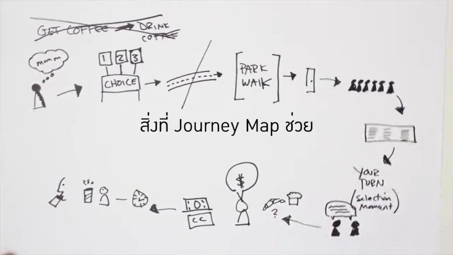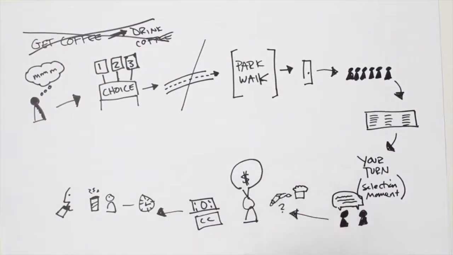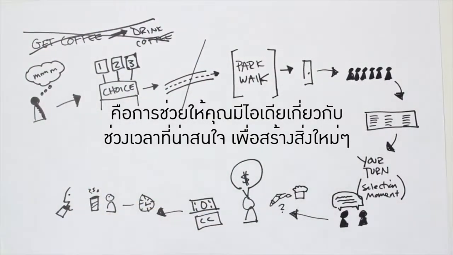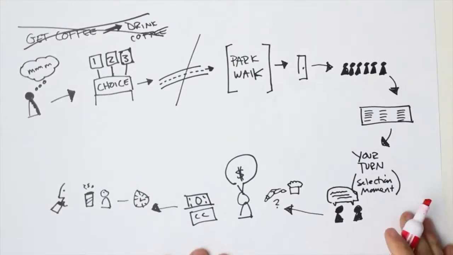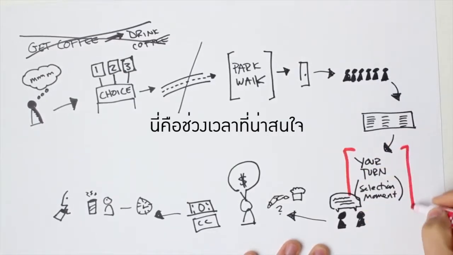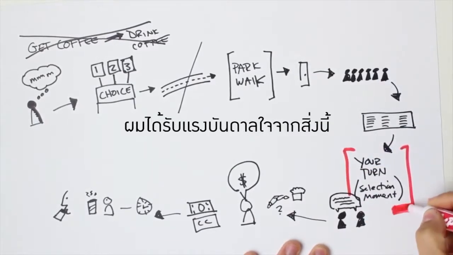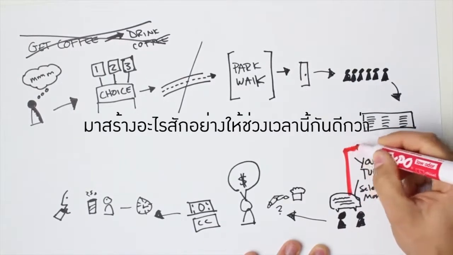The other thing that a journey map does here, beyond helping you understand the totality of the experience, is help you come up with interesting moments for intervention. So maybe by creating this journey map, you say, you know what, this is a really interesting moment. It's this moment of selection. Like, I feel inspired by this. Let's design something for this moment.